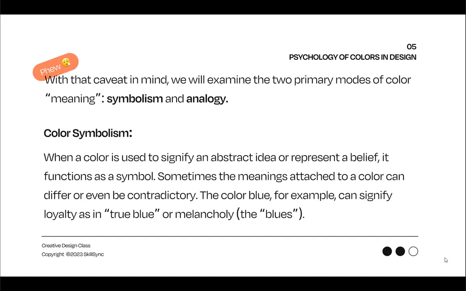So with that caveat in mind, we will examine the two primary modes of color meaning. So we have symbolism and analogy. Color symbolism: when a color is used to signify an abstract idea or represent a belief, it functions as a symbol. Sometimes the meanings attached to a color can differ or even be contradictory. The color blue, for example, can signify loyalty in true blue or melancholy, the blues.